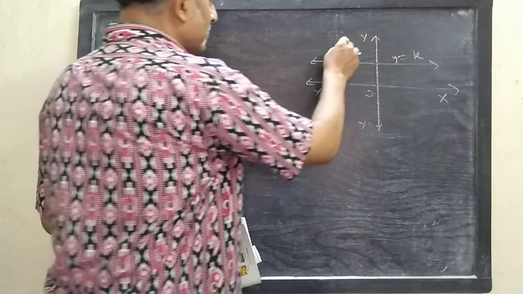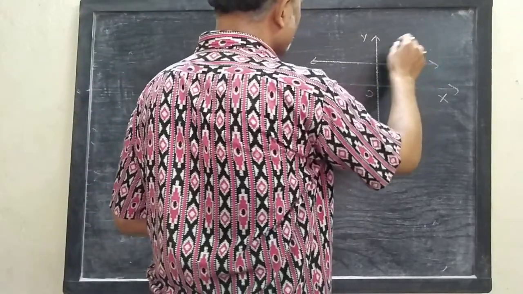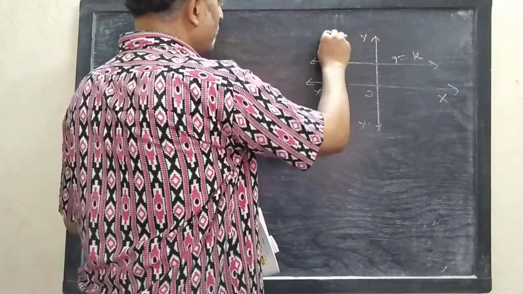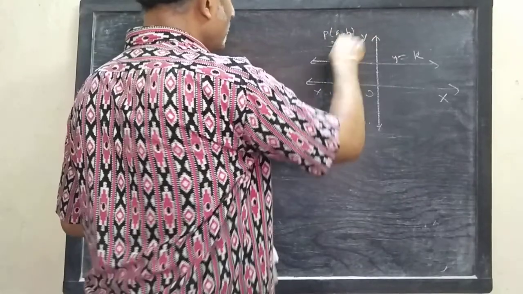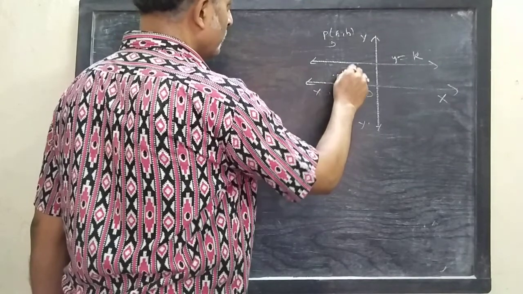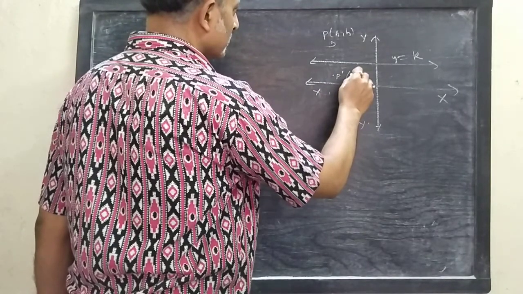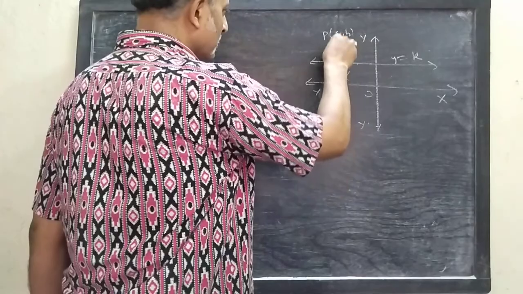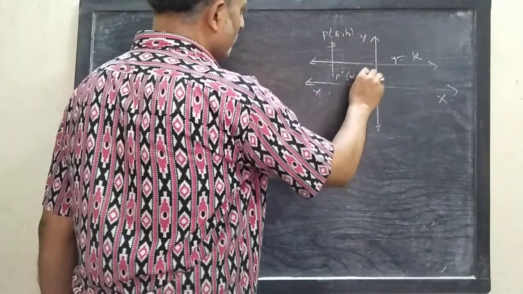Now let us reflect the point, say here P(a, b), in this line. So the image will be here, P dash, say (alpha, beta).